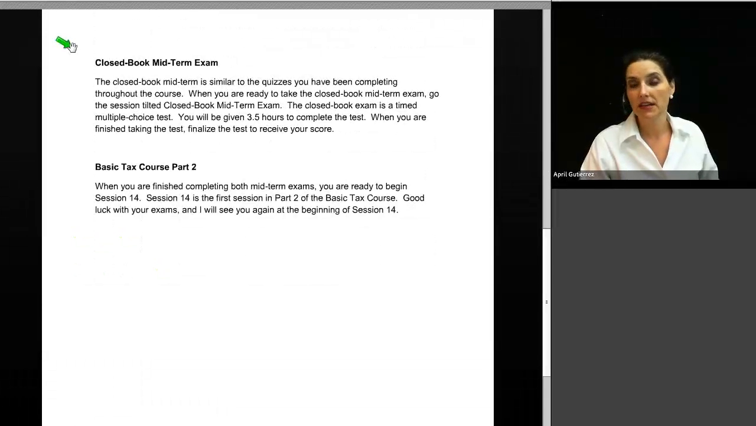The next part of the midterm exam is the closed book portion of the midterm exam. The closed book midterm exam is similar to the quizzes that you have been completing throughout this course. In other words, it's going to be true and false and multiple choice type questions. When you are ready to take the closed book midterm exam, go to the session titled Closed Book Midterm Exam. The closed book exam is a timed multiple choice test. You will be given 3.5 hours to complete the test. When you are finished taking the test, finalize the test to receive your score. When you are finished with both of the midterm exams, you will be ready to begin Part 2 of the Basic Tax Course.